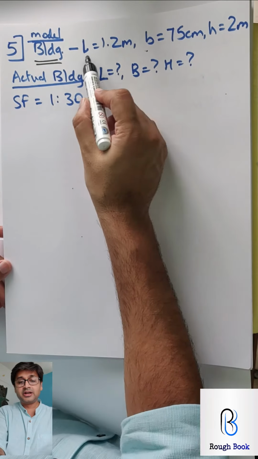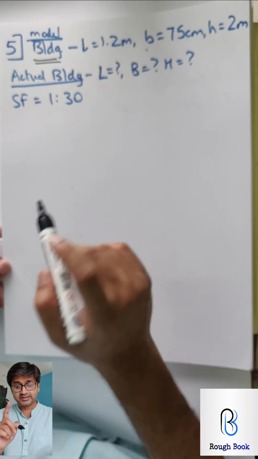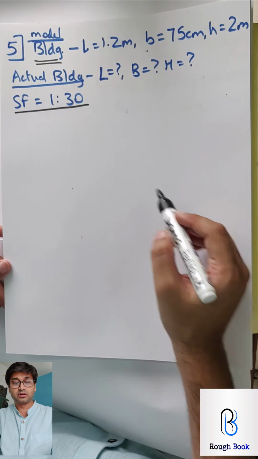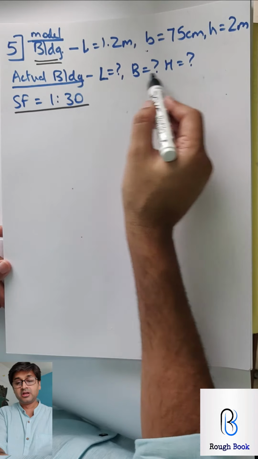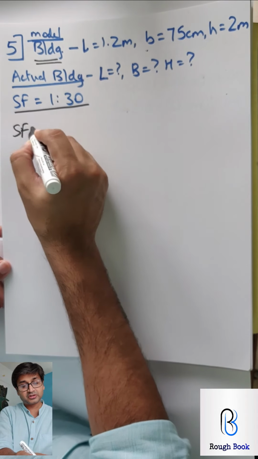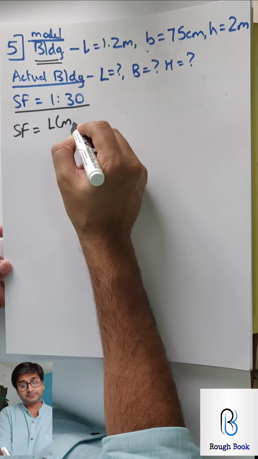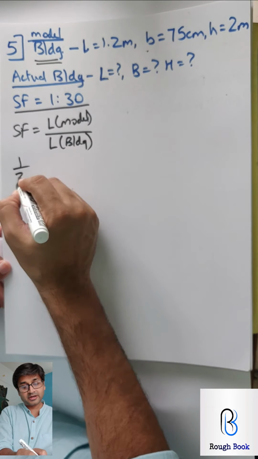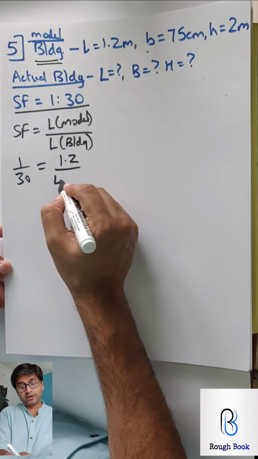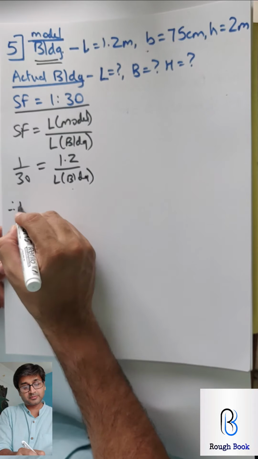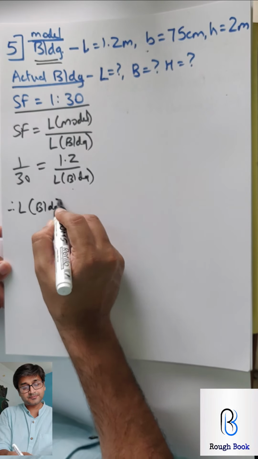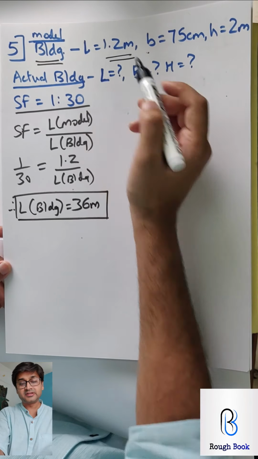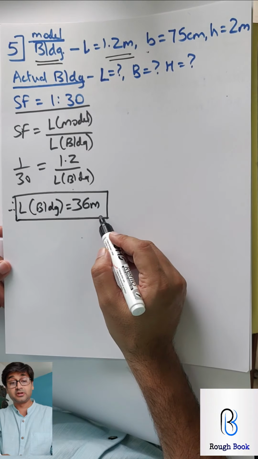Anyways, let's come back. So building, the length, breadth and the height of the model is given. What will be the real length, breadth, height is what you have to find, and scale factor is 1:30. 30 is bigger in the denominator, so actual also will be in the denominator. So scale factor, length of model upon length of building. So 1/30, length of model 1.2, so length of building, cross multiply, I will get length of building as 36 meters. So a model 1.2 meters, in real building it becomes 36 meters.